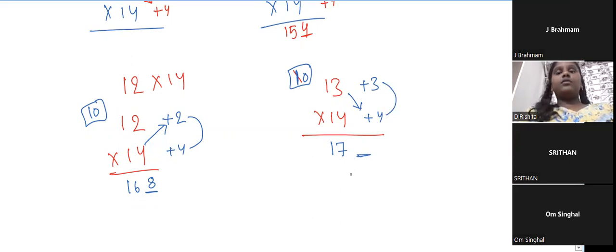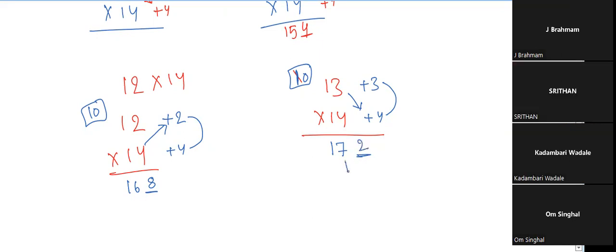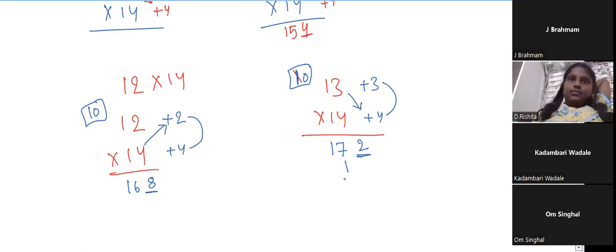We have only one place. See here, we have reserved only one position, but we are getting a two digit number. So write the ones place beside, and we have to make the tens place a carryover. One is carried down, so 17 becomes 18, and the answer is 182.